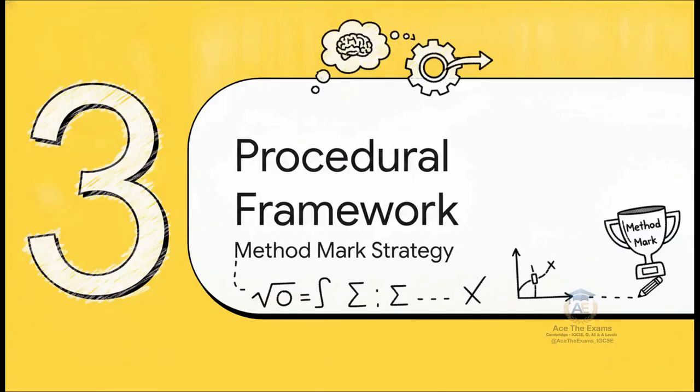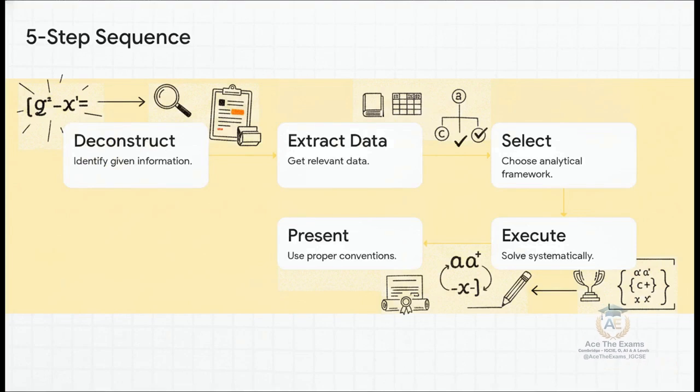All right, Section 3, the procedural framework. This is where we turn theory into your method mark strategy. Okay, this is the secret sauce. The crucial point here is this standardized 5-step sequence. When you sit down and face a brutal question on exponential and logarithmic functions, you cannot just start writing numbers on the page. Step 1, deconstruct the question.